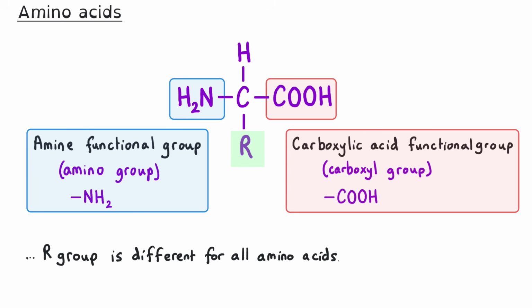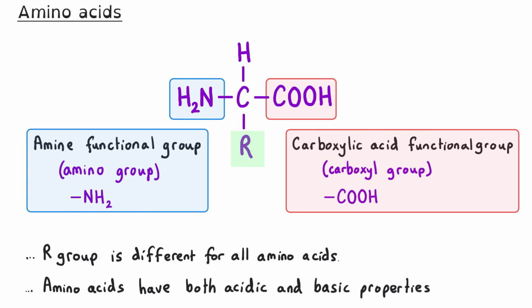And these are different for every single amino acid, and they can vary greatly. Since amino acids always contain the amino group and the carboxyl group, and sometimes additional features in the R group, they can show both acidic and basic properties, as we'll see later in this video.